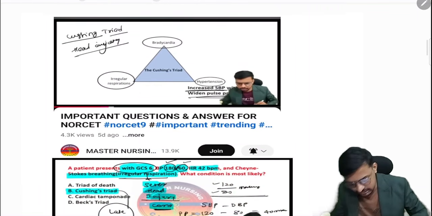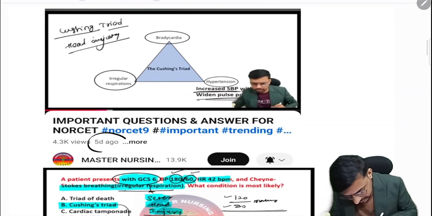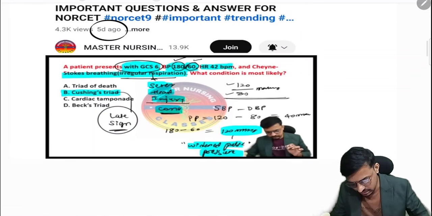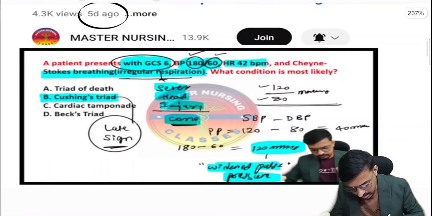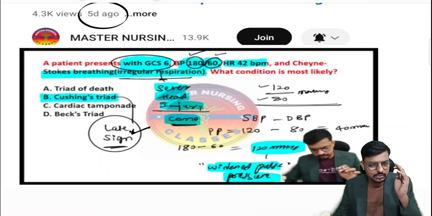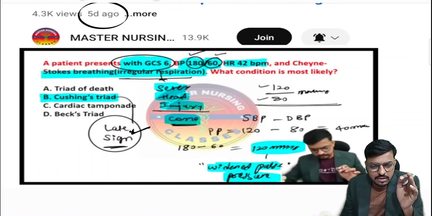Here comes the explanation for the Cushing triad. Look at this particular explanation. Just 5 days before your prelims exam, we discussed the Cushing triad, and I also discussed the question where I mentioned it is not an early sign, it is the late sign. If you want, you can revise it because it will be helpful for your exam. And whatever classes I took, that is the NORCET selection series, it is a must to revise once again if you have taken the notes. Otherwise, keep all the videos at least at 1.5 to 2 speed and finish the videos as soon as possible.